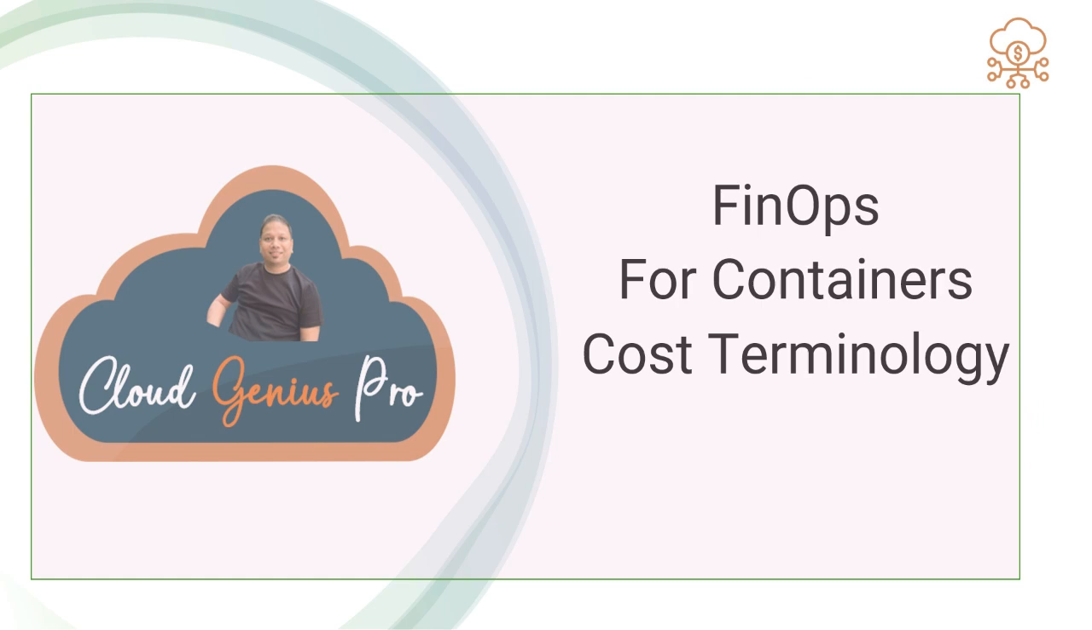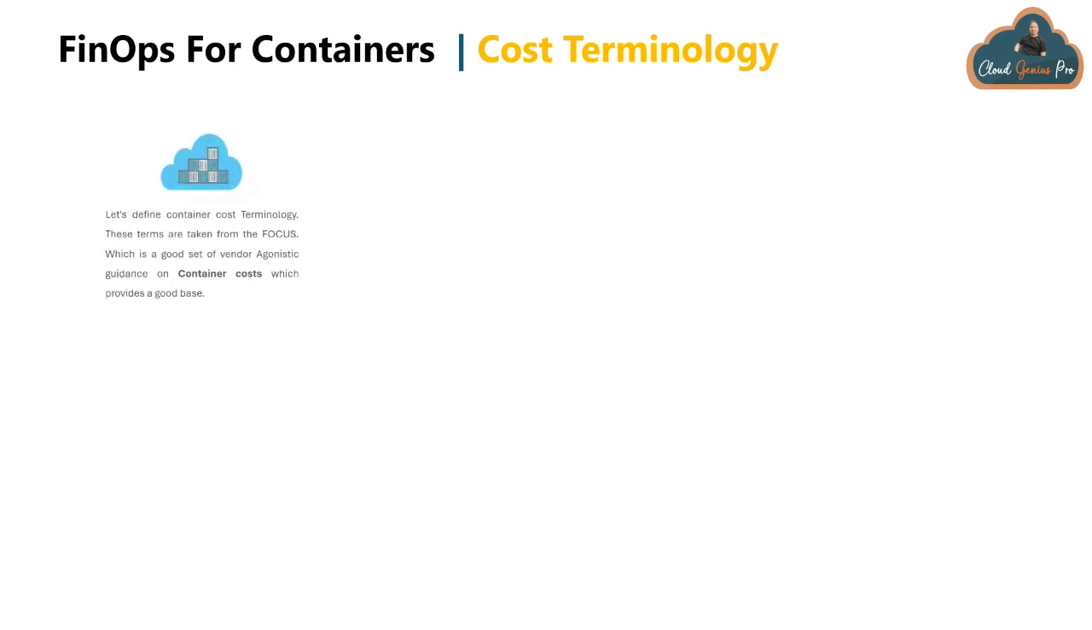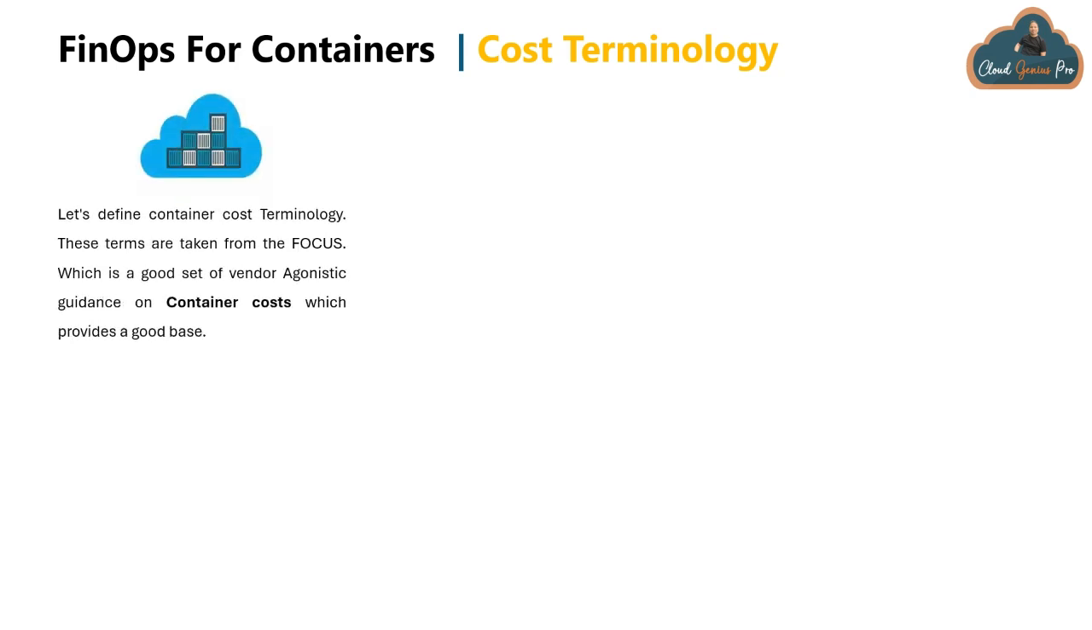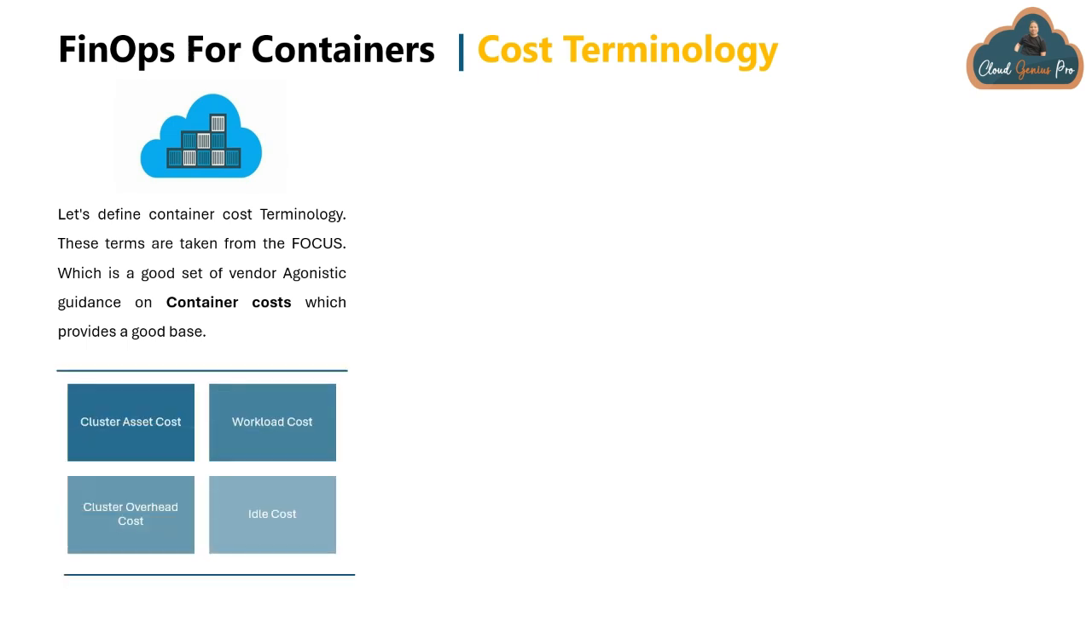So in today's video, we are going to talk about the cost terminology for containers with respect to FinOps. As per the FinOps framework, if we want to define a standard terminology for containers, there are four attributes. The first one is the cluster asset cost. The second is workload cost, then cluster overhead cost, and then the final one is the idle cost. So let's discuss what these four different parameters talk about.